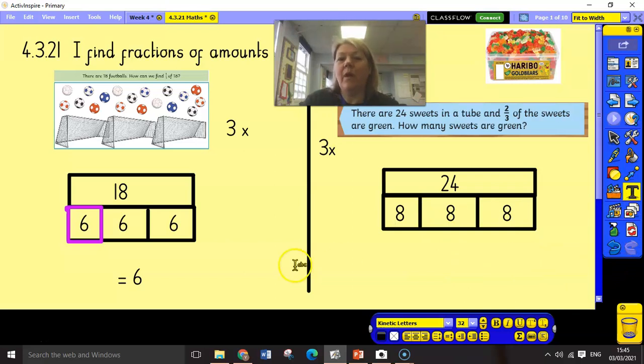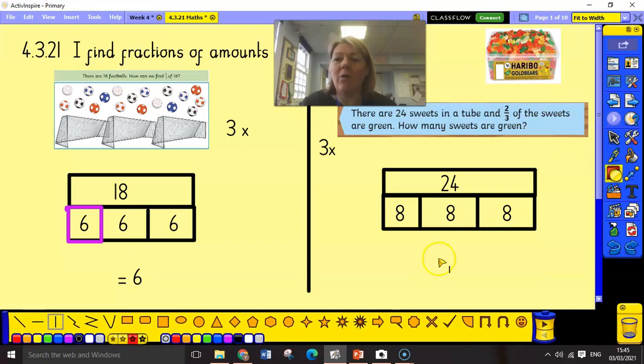Now, over here, the numerator was 1. We had a unit fraction. We needed 1 part. Over here in this question, it's different, isn't it? I can see over here that my numerator is 2. So that's telling me, that old naggy numerator is telling me that I don't want 1 part this time. I need 2 of those parts.